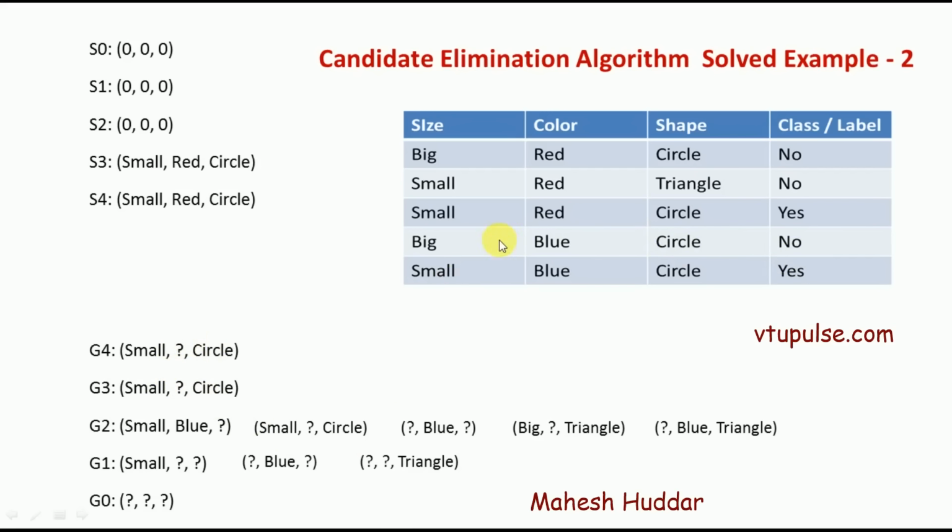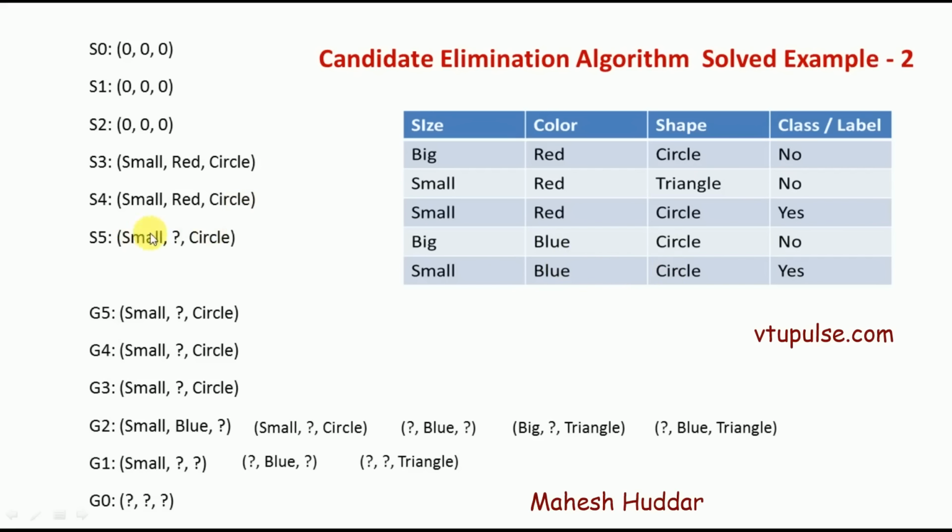Now we will see the last example. The last example is positive, so first we will go with the generic boundary. We will check whether it is consistent or not. Small will match with small, question mark will match with blue, circle will match with circle, perfect match, positive classification, and expected is positive, so it will be retained as it is here. Coming back to the specific boundary, small will match with small, red will not match with blue, so red will be replaced with question mark, and circle will match with circle, so it will be kept as it is. So small, question mark, circle. So this is the specific boundary.